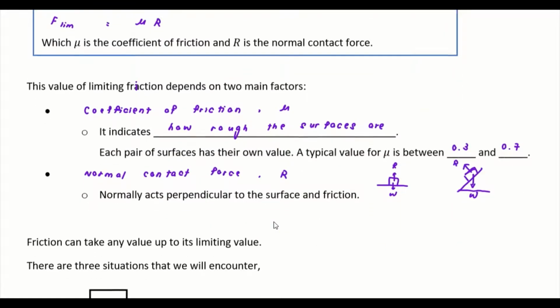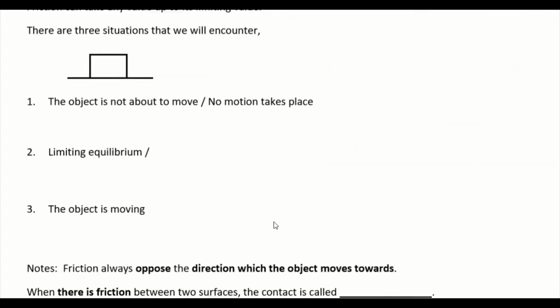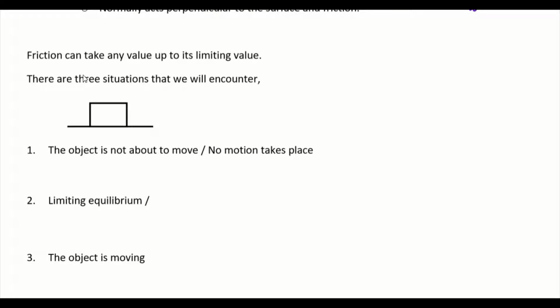Okay, so now we'll be looking at these three situations. Just now we learned about the limiting friction, right? So the friction can take any value up to its limiting value. So there will always be three situations that will be encountered. Let's try to do this. I try to push this, and because the object is going to move to the left-hand side, the friction will just oppose the push here. So you will have a friction that goes like this.